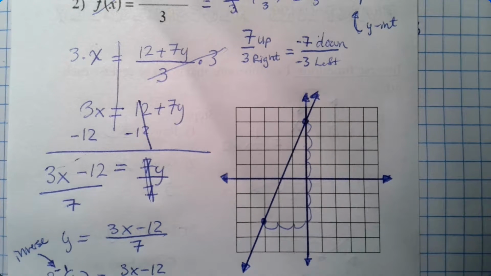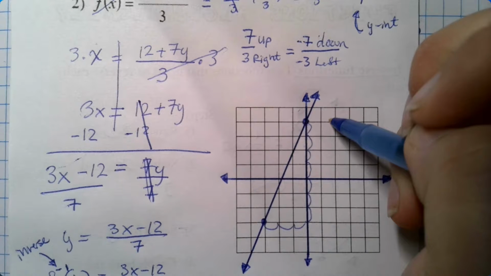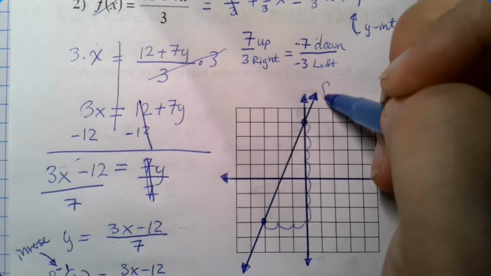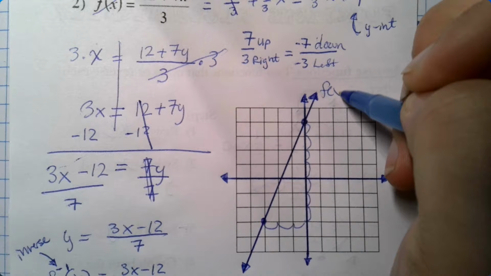Okay. So we've got this. We're just going to label this. This was our original equation. So you're going to put an f of x by it.